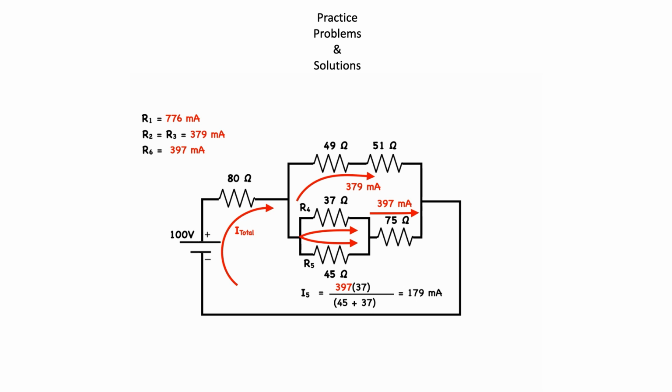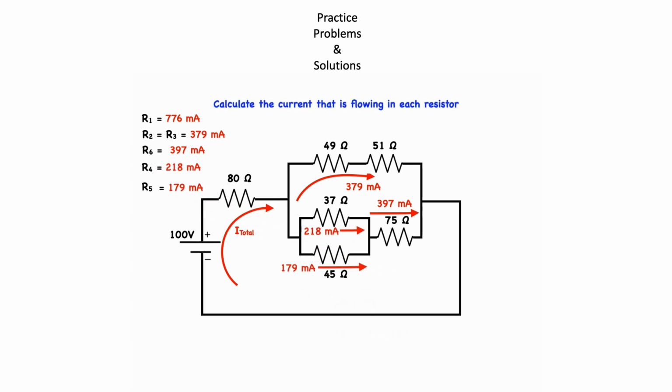To find the current flowing through the 37 ohm resistor, we could apply the current division again, or simply just subtract 179 milliamps from the total current flowing through the parallel circuit, which is 397 minus 179 equaling 218 milliamps. This provides us with the current through the last two resistors, R4 and R5. And our work is now done.